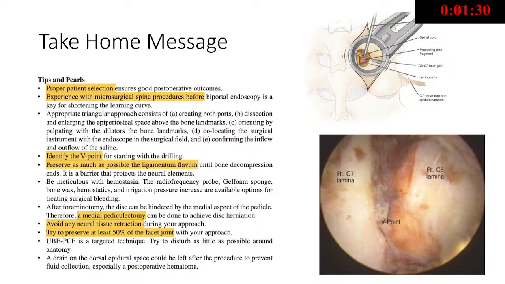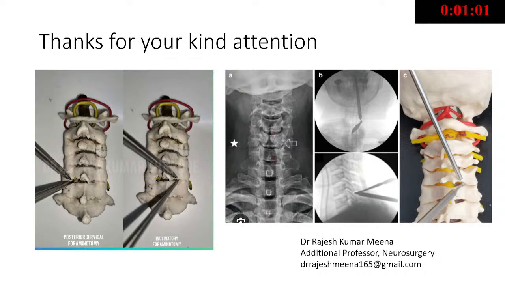The take home message is that before selecting cervical posterior foraminotomy, proper patient selection is vitally important. We should have enough experience with microsurgical spine procedures before biportal endoscopy, or you should go for tubular first, then you can go for endoscopic. Identify the V point as the starting point, and preserve the ligamentum flavum as much as possible until the bony decompression ends. Since the nerve root passes above the pedicle, you have to retract the nerve root if you do not do a medial pediculectomy. So you have to be well versed with this procedure to avoid any traction on the cervical spine, and try to preserve at least 50% of the facet joint.